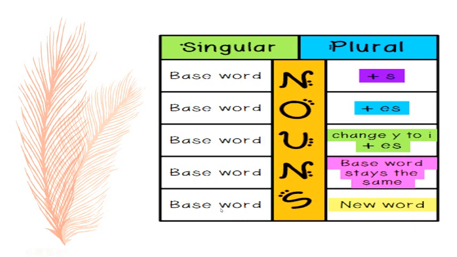And sometimes the base word, meaning your singular noun, completely changes in form and changes to a new word. Like mouse, it changes to mice. Ox becomes oxen. Tooth becomes teeth. We have done these kinds of words. Okay? You can go through the videos previously shared with you to have a recap. So, now I shall present to you the answers.